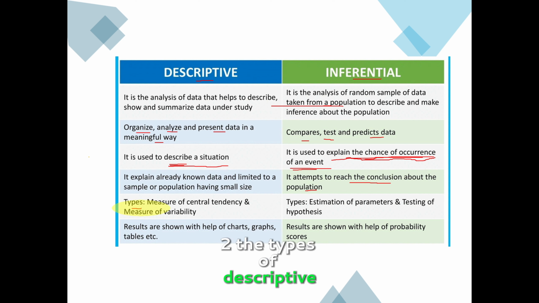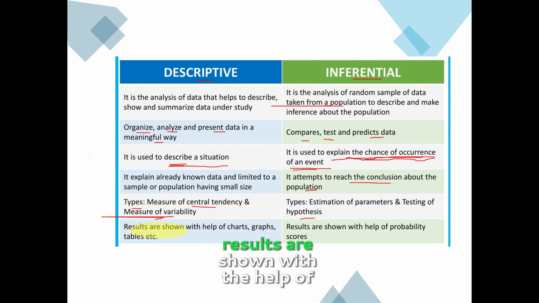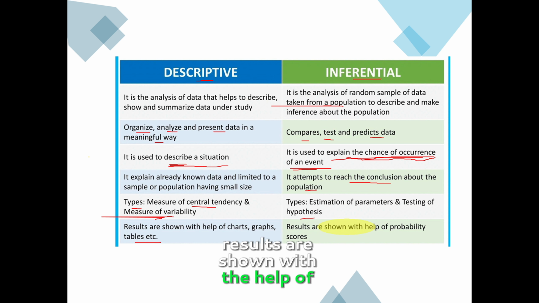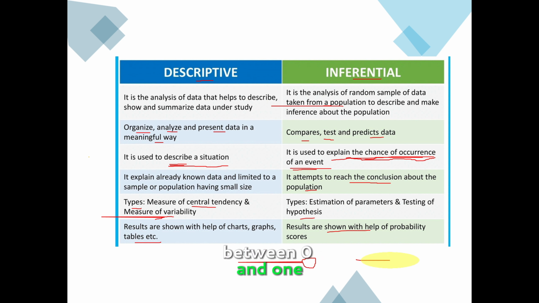The types of descriptive, you have measure of central tendency, which we will discuss in future videos as well. Measure of variability. Types of inferential, estimation of a parameter and testing of hypothesis. In descriptive, results are shown with the help of charts, graphs, and tables. Whereas in inferential, results are shown with the help of probability. We will discuss this. The probability is always between 0 and 1.